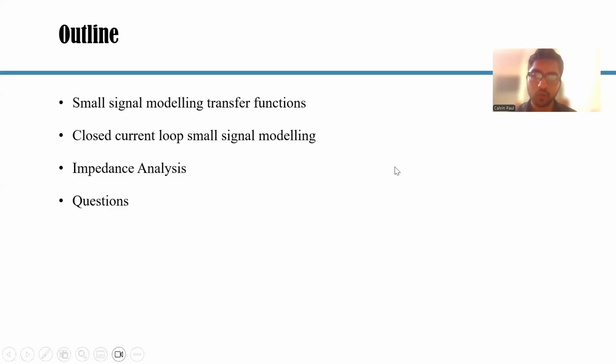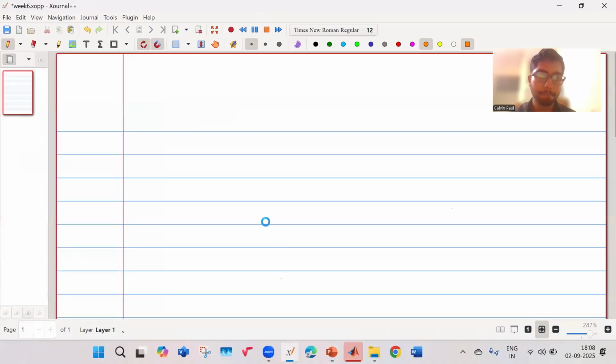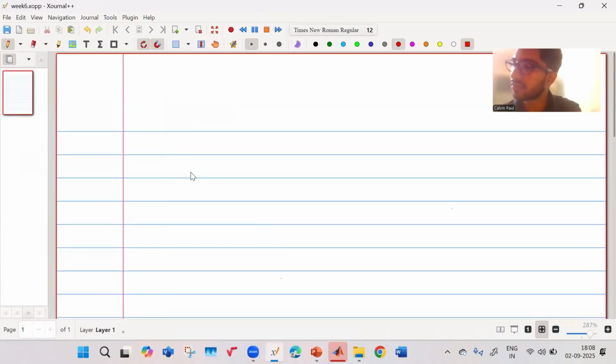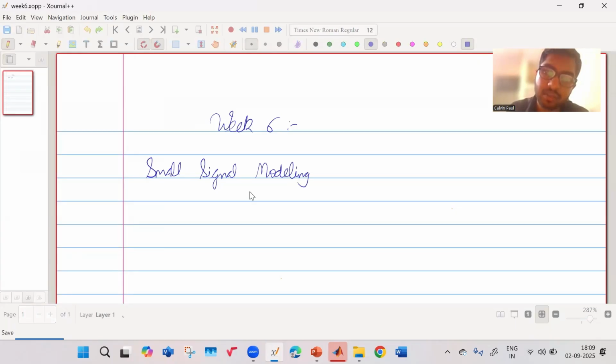Okay, so this is your week 6, where we are doing small signal modeling. So can you tell me what are the various transfer functions which are developed?